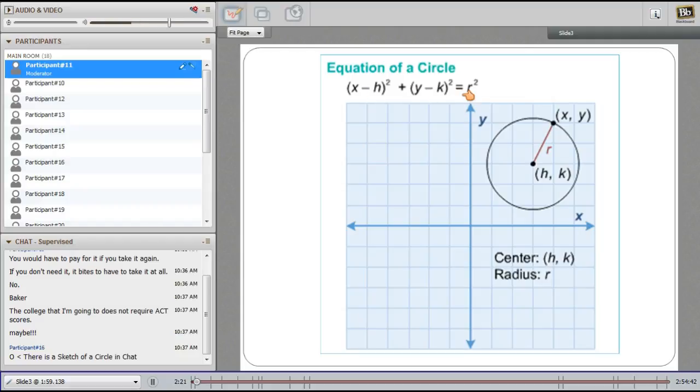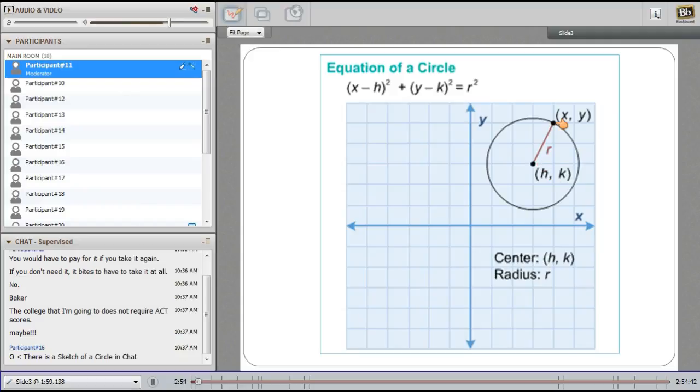So this equation is the equation of a circle. I know it looks a little bit scary, but it's really not as bad as it looks, I promise. What all these letters represent are things on the circle. The H and the K in the formula represent the coordinate of the center of the circle. This is the X value of that point, this is the Y value of that point. So it's just an X and a Y value of the center of the circle.